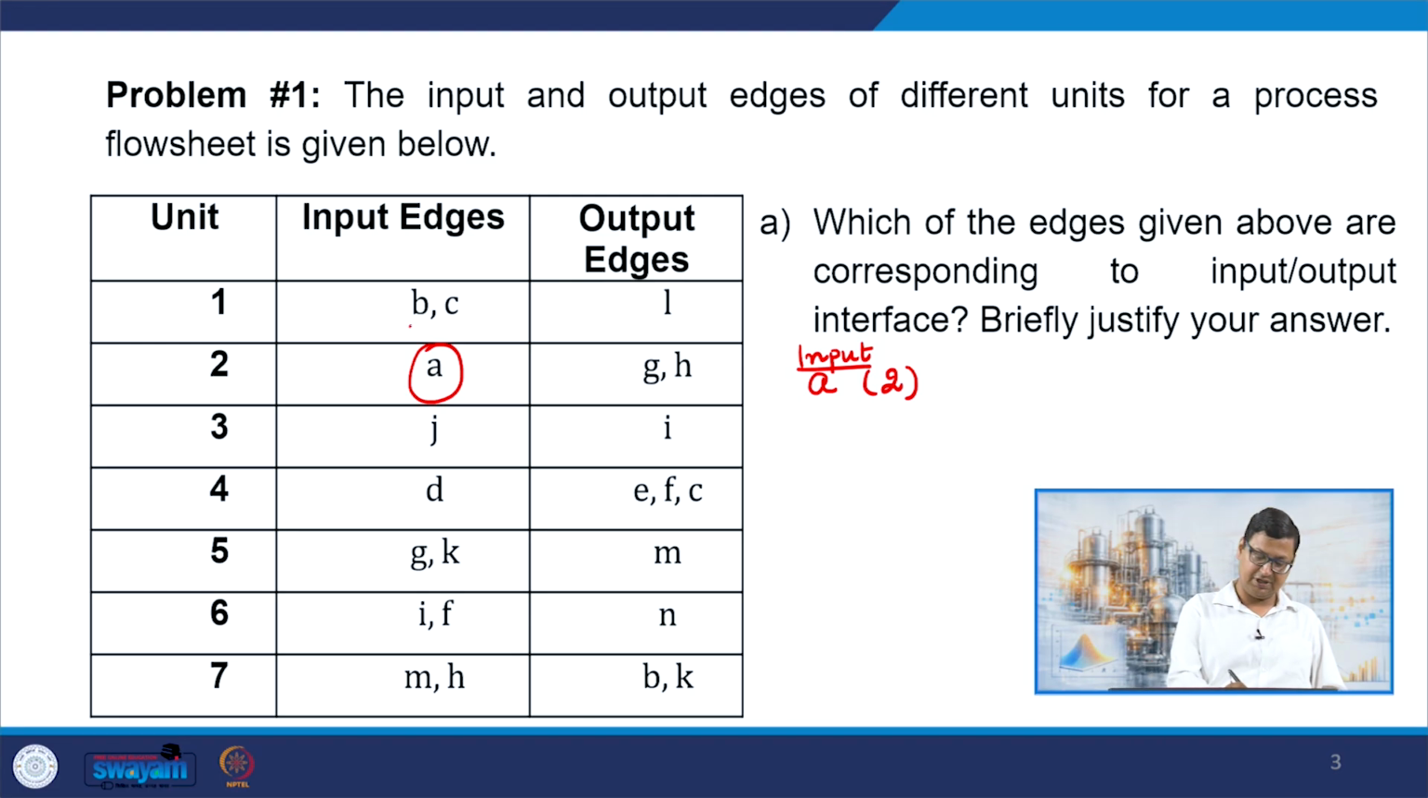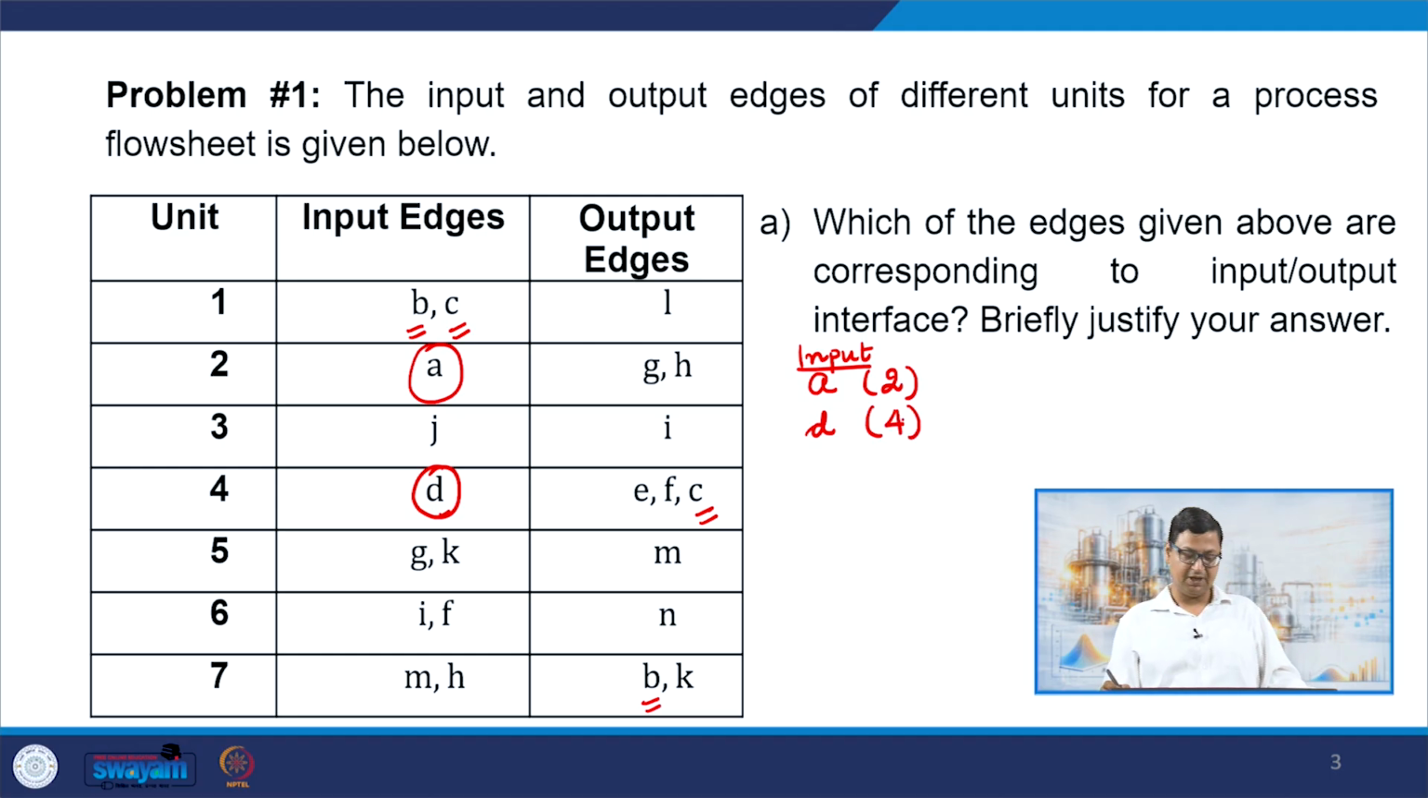So B is an input here, and we try to locate B as an output. We see that B is an output from 7. So B cannot be an interface. Let us see C similarly. So C is an input here and an output here. So C cannot be an interface. Let us look at D. So D is an input here, but D does not feature in the output edges. So D therefore must also be an input interface at vertex or unit 4.